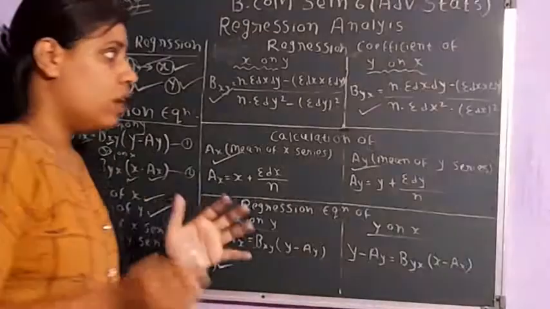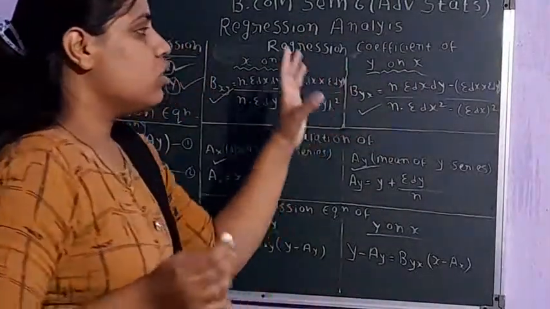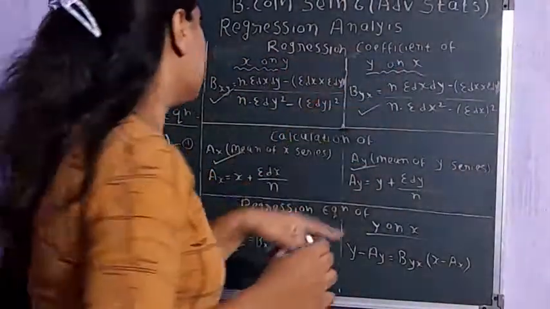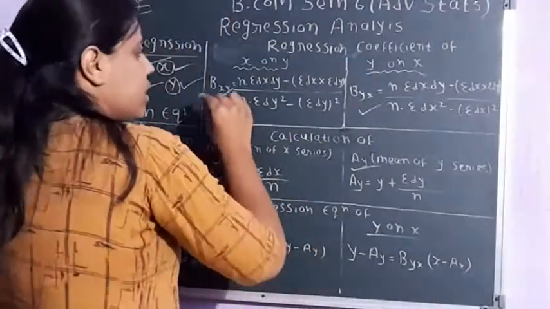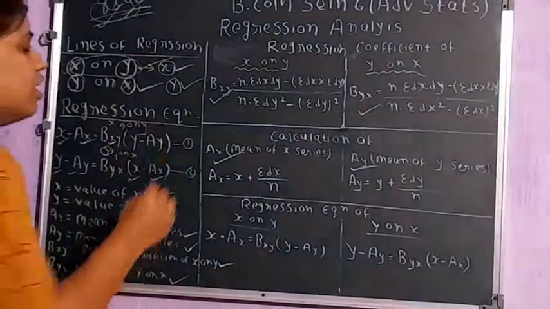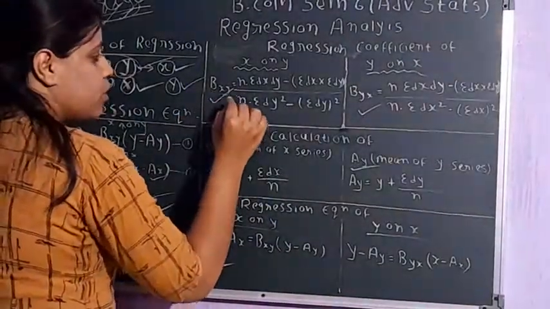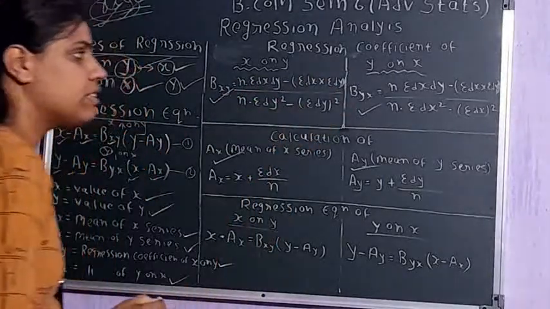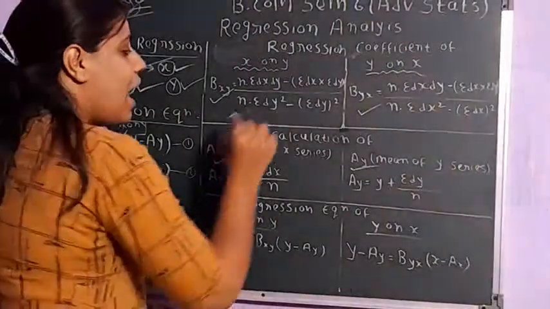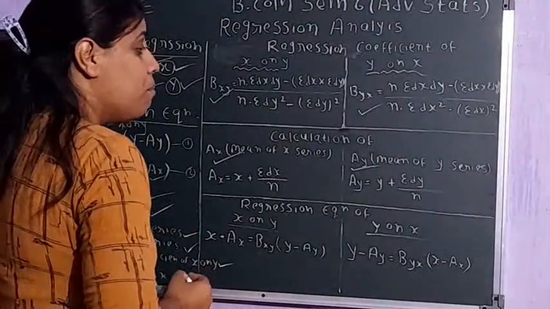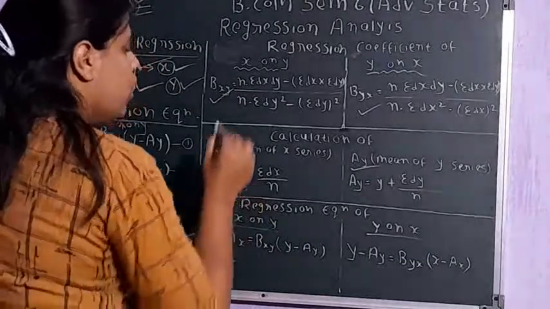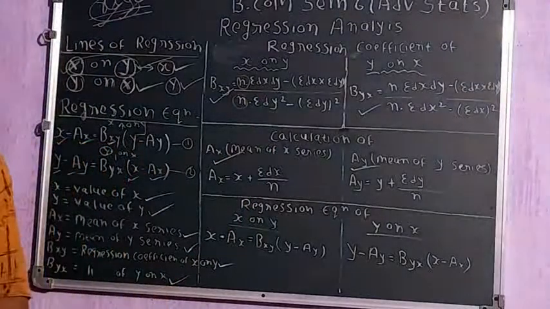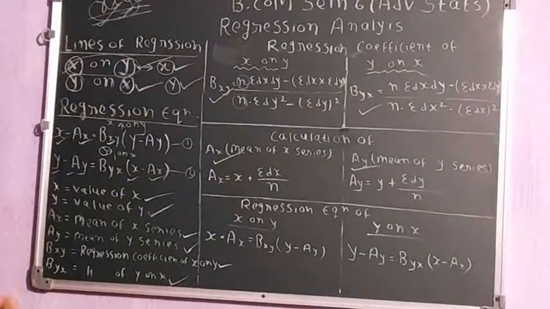Now we will see how the regression coefficients are calculated. When we talk about the regression coefficient of x on y, it is calculated with the help of this formula: bxy is equal to n into summation dx dy minus summation dx into summation dy, divided by n into summation dy square minus (summation dy) whole square. What does n refer to? n refers to the number of observations in the given series, as we have seen in the coefficient of correlation.